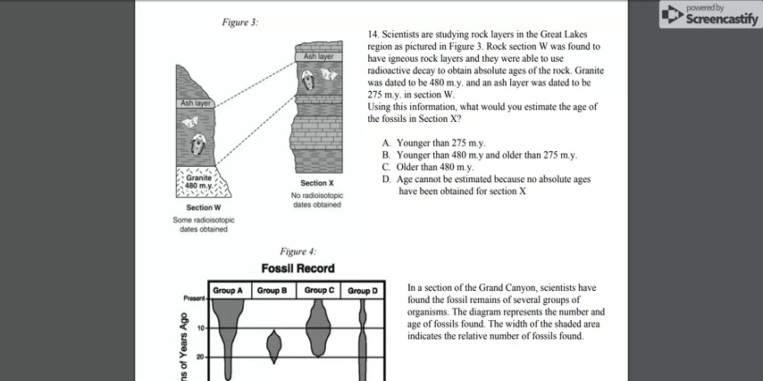Younger than 275 million years, that's A. B, younger than 480 million years and older than 275 million years. C, older than 480 million years. Or D, age cannot be estimated because no absolute ages have been obtained for section X.